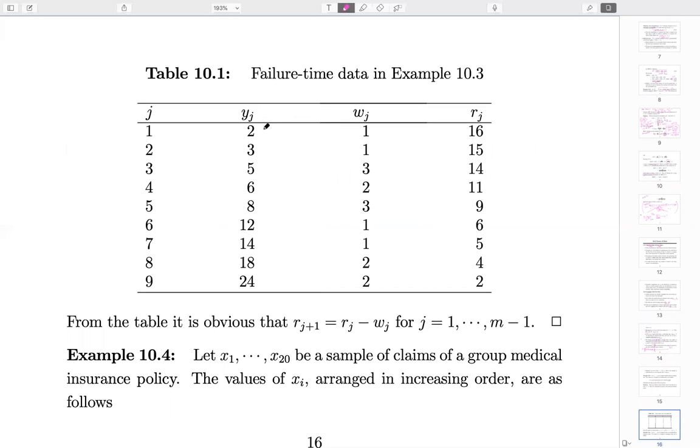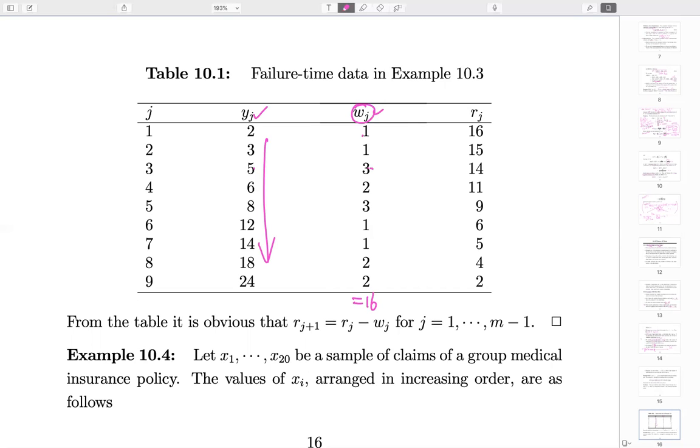Now we want to study the risk set. This is simply the count number. 1 means there's only one observation with value 2. 3 means there are 3 observations with value 5. That's from the original data, so these are very easy to figure out. We list them from the smallest to the biggest. When you sum up, you should get 16.